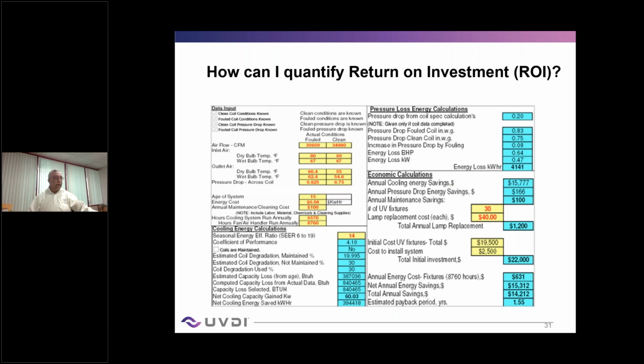So if you don't have the data and a coil is really dirty, you can go in and measure your dry bulb temperature, wet bulb temperature, and actually go and measure your pressure drop. We recommend that for any retrofit system because you really need to understand how bad your coil is. And then this data, along with your HVAC system rating, can be used to estimate the expected loss in coil heat transfer performance over the lifetime of the equipment.